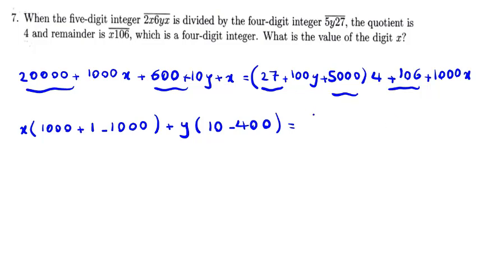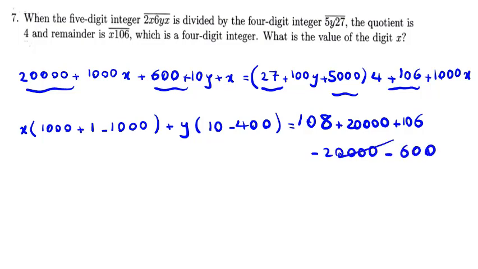4 times this, 4 times 7, 28. 4 times 2, 8, plus 2, 10, 108, plus 20,000 plus 106. Here, if you take to the right hand side, minus 20,000 minus 600. So we can cancel these two terms. We can cancel these two terms. It will be x minus 390y equals 108 minus 60. It will be negative this minus this.